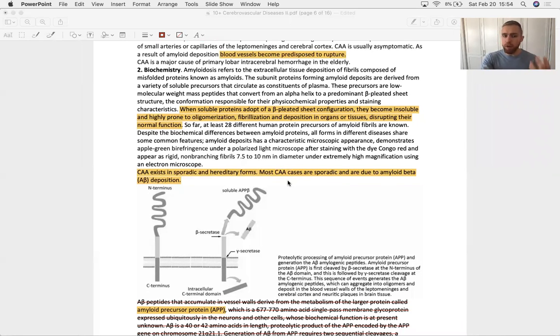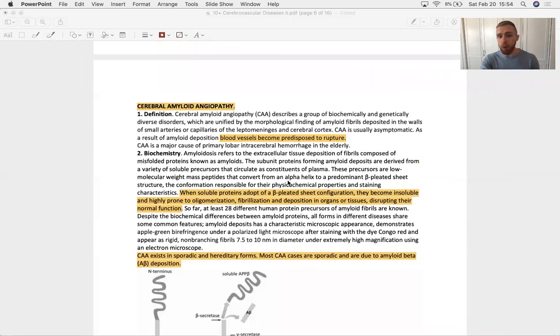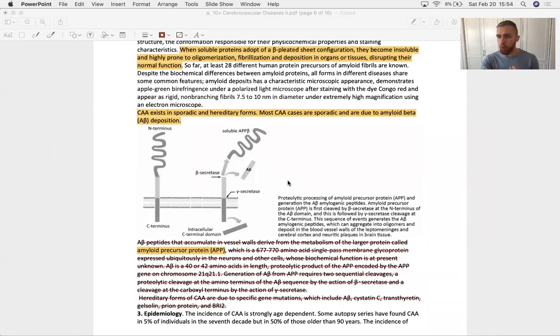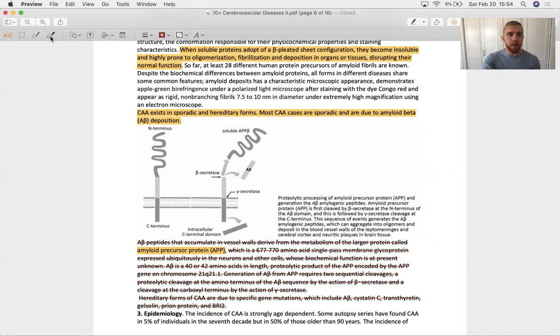So this particular cerebral amyloid angiopathy has two forms, sporadic and inherited. And both of these forms are going to involve amyloid beta. So we said that there are different forms of amyloid. Well, amyloid beta is the one involved in the brain. So that's easy. Beta, brain. You're not going to forget that.